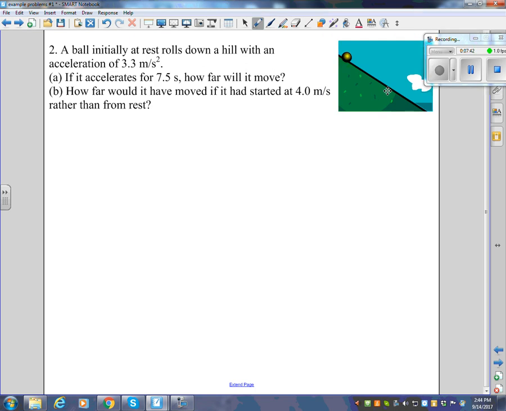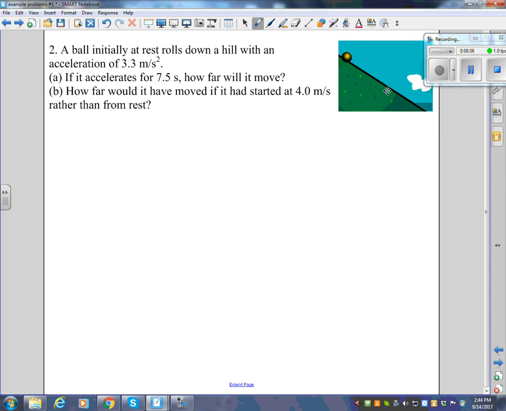A ball initially at rest rolls down a hill with an acceleration of 3.3 meters per second squared. Because it's going down a hill, it's not 9.8, right? If it accelerates for 7.5 seconds, how far will it move? Notice that there's no average here. How far would it have moved if it had started at 4 meters per second rather than from rest? Okay, so what do we know?